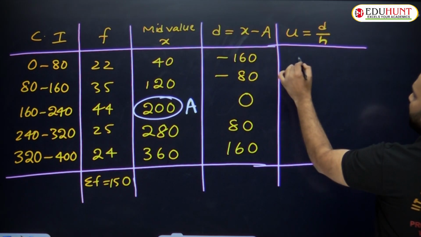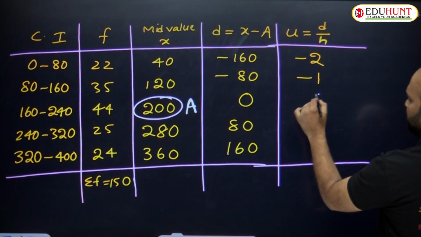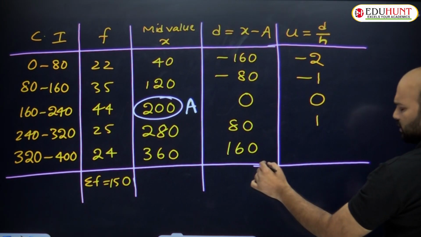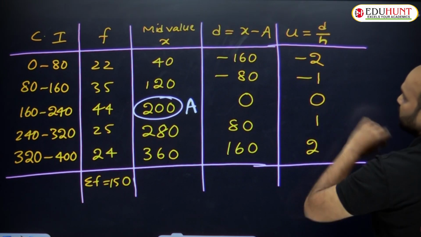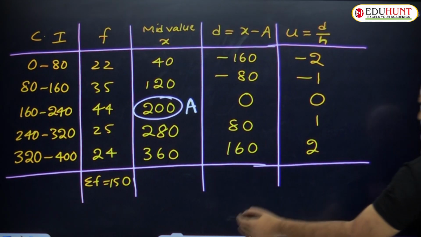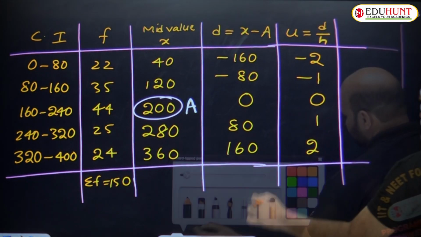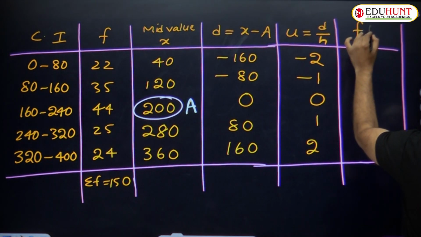Minus 160 by 80, minus 2. Minus 80 by 80, minus 1. 0 by 80, 0. 80 by 80, 1. 160 by 80, 2. So that is the u value. But finally which one appears? fu. So finally we need to calculate f into u.